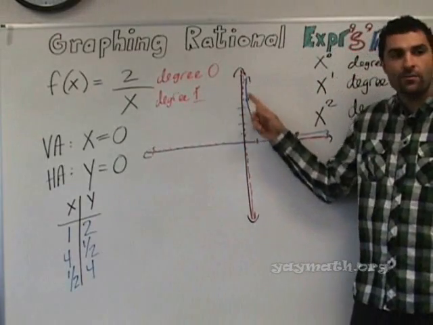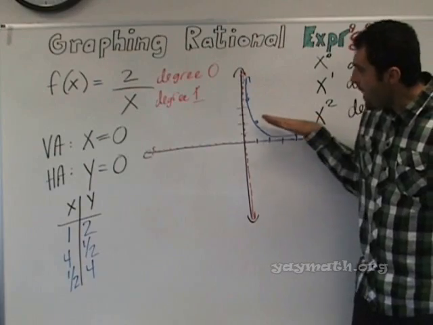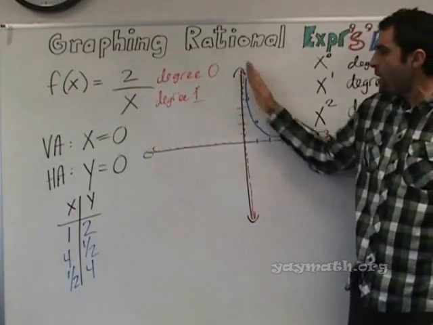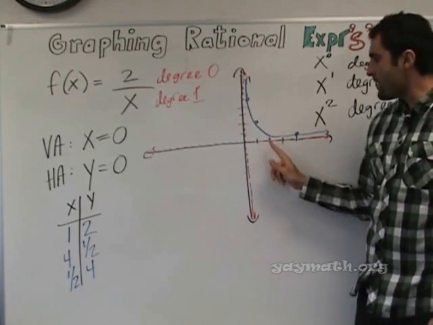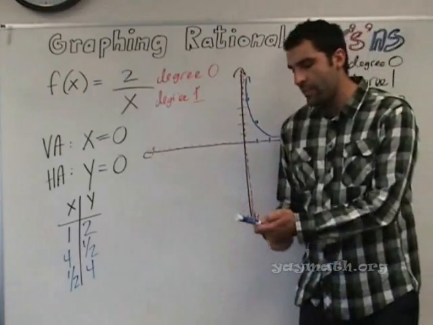So, for now, this is half of the graph. We're going to do this part. So notice, as x gets smaller, y gets very large. And as x gets very large, y gets smaller. Now let's do some negatives.